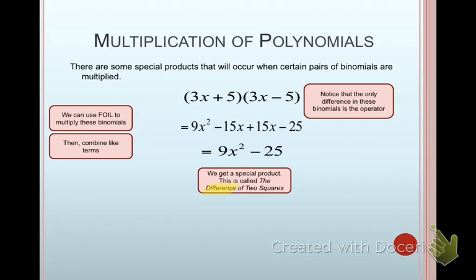Okay. This is a special product called the difference of two squares. Notice that my answer here is the difference of two squares. 9x squared is a square, and 25 is a square. 3 squared is 9, and 5 squared is 25. And difference means to subtract.